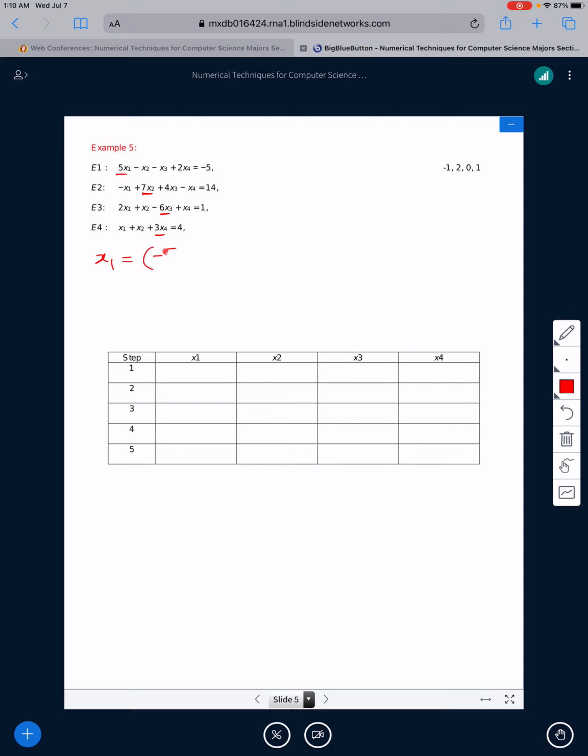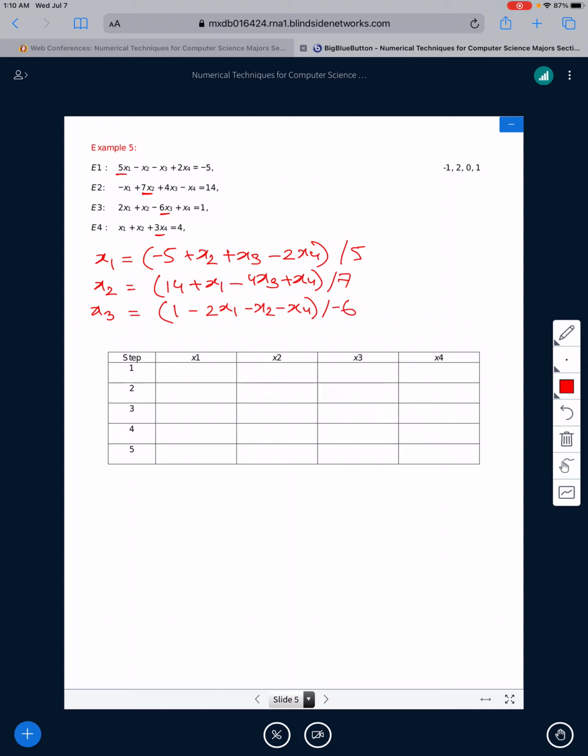x1 is equal to negative 5 plus x2 plus x3 minus 2x4, and then we divide by 5. x2 is equal to 14 plus x1 minus 4x3 plus x4, divided by 7. x3 is equal to 1 minus 2x1 minus x2 minus x4, divided by negative 6. x4 is equal to 4 minus x1 minus x2, divided by 3. Okay, so we have x1, x2, x3 and x4.